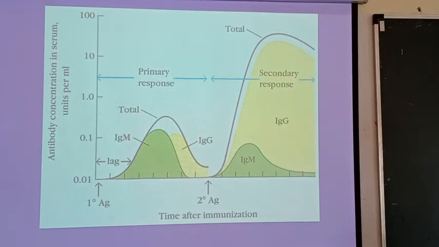Now let me compare the primary immune response with the secondary immune response. In the primary response, the amount of IgG produced is less compared to IgM, but in the secondary response, only a very small amount of IgM antibody is produced, and a high amount of IgG is produced. Basically, in the secondary immune response, IgG is the major antibody produced.